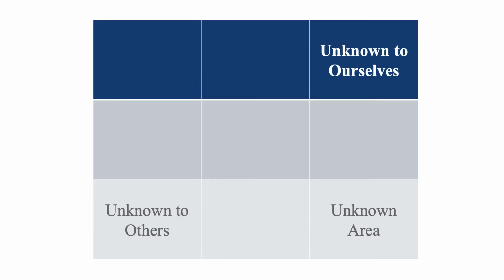The final quadrant of the Johari window is this unknown area where it's unknown to other people and it's unknown to ourselves.